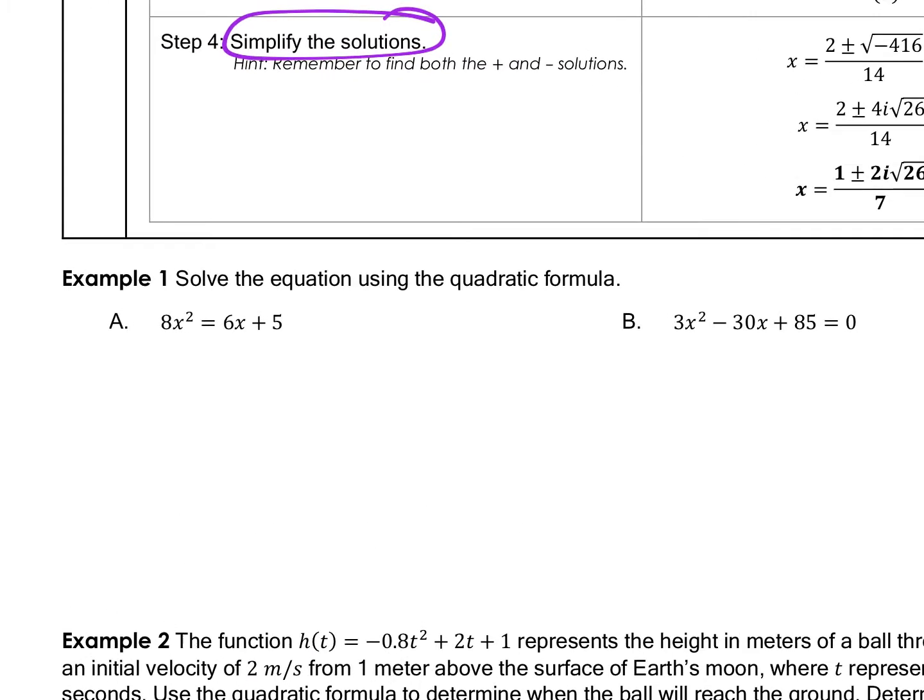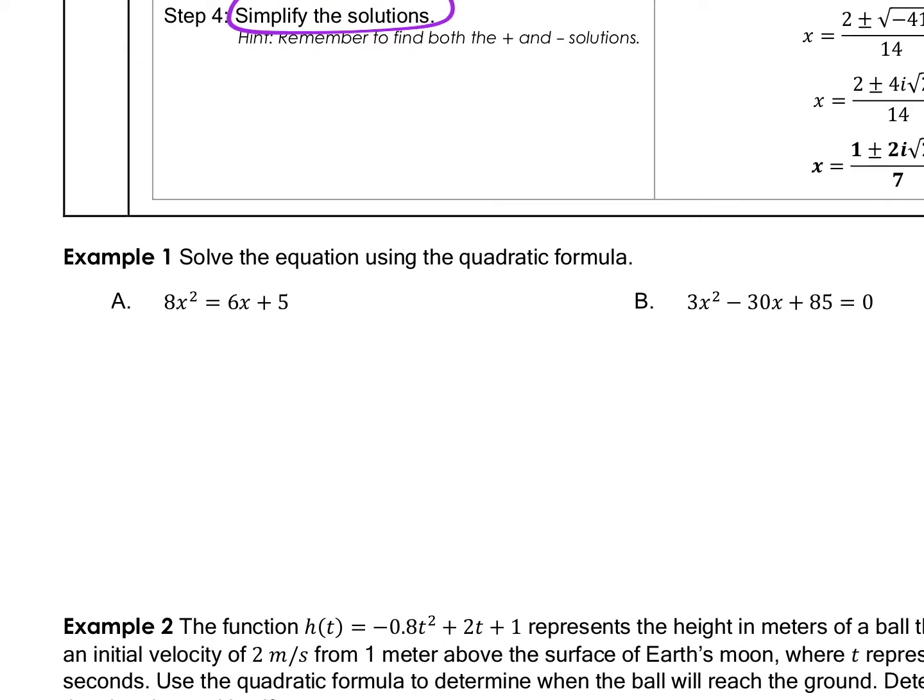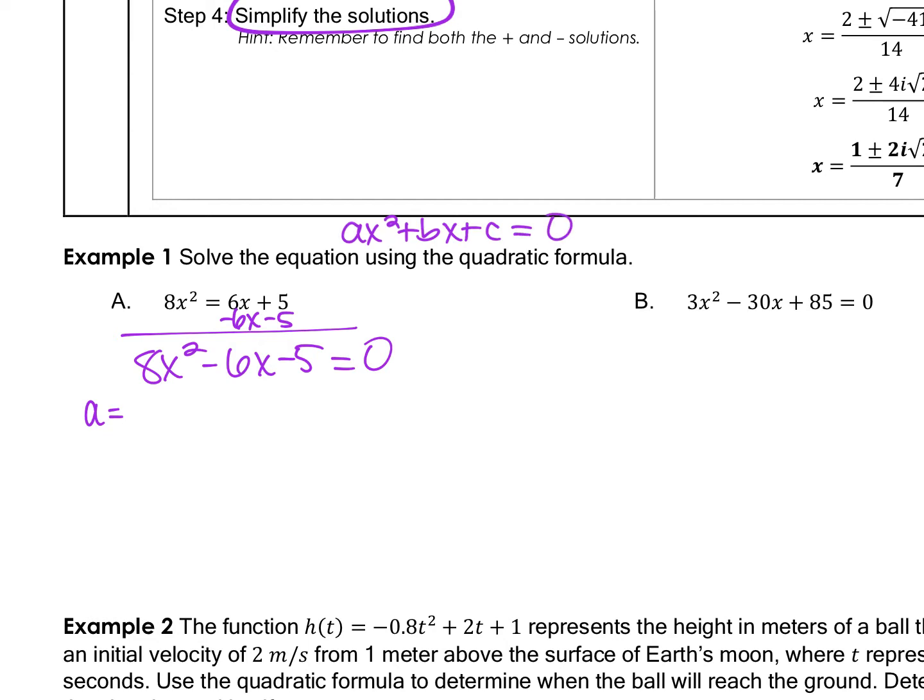So first step is to set it equal to 0. So that's what we're going to do first. It doesn't matter which side you move to, but again, I like to always keep my x squared positive since that's what we have to do when we're factoring. Okay, so I'm going to find a, b, and c. So a is the coefficient. Here's your standard form. So a is 8, b is -6, and c is -5.